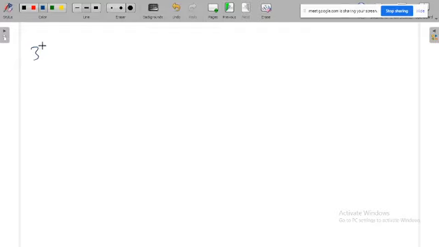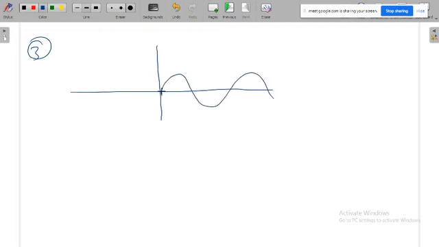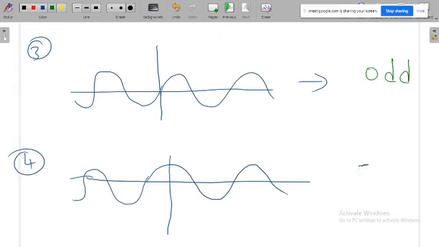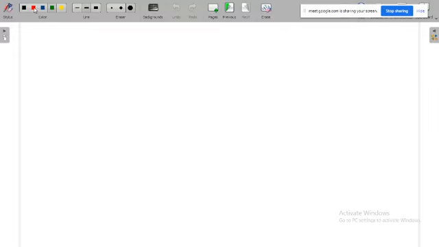Okay, so the next question, you know this already very well. Again this is a sine signal. Sine signal means odd. Next, cos signal. Even. Cos signal means even. So this is odd, this is even. Okay, now finally we will see one example. What about this signal? Is it even or odd?